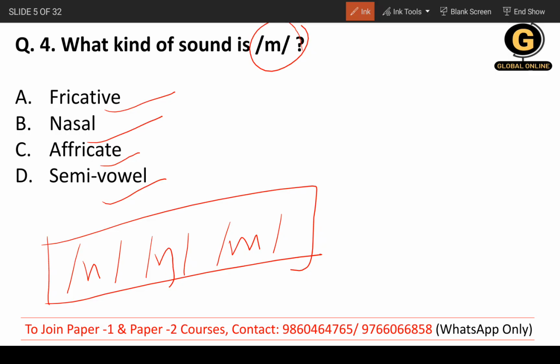That is nasal sound. So here you need to remember whether it's this or this or this. You need to answer nasal sound. They will ask you what kind of sound is this. You'll answer nasal sound. Okay, so moving on. So let me tell you, the correct answer is the second one, B.